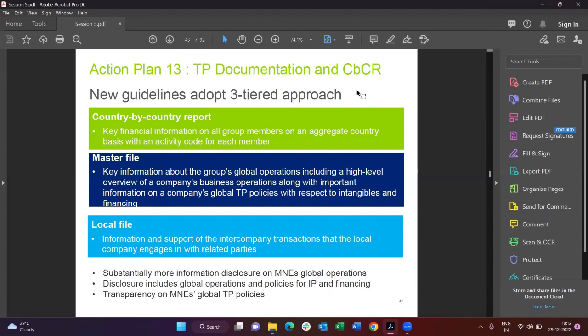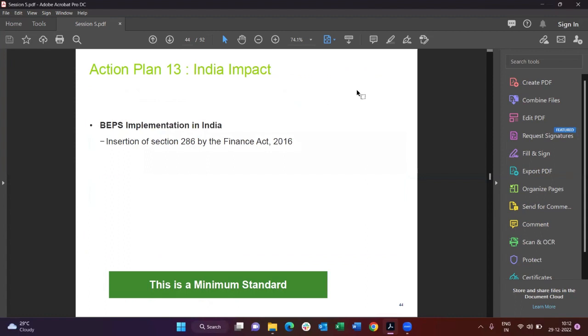And for the local file, we all know we have to maintain TP documentation. So they inserted a new section called section 286, which talks about the master file and country by country reporting.